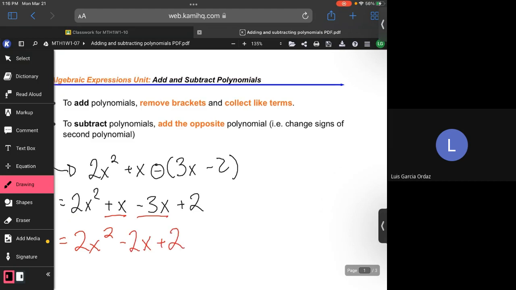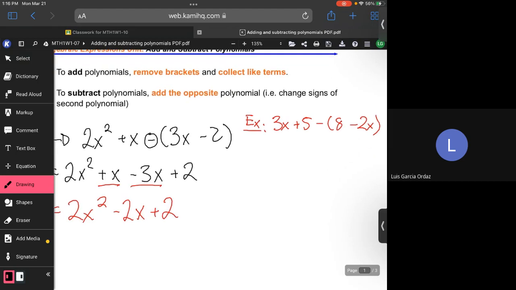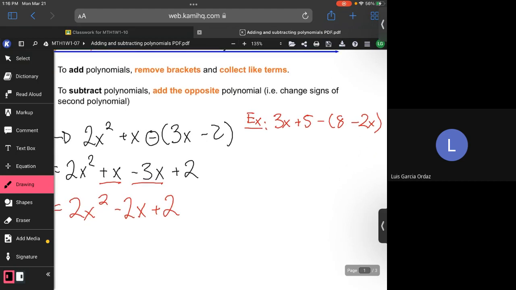Let's do a different one. Let's have 3x plus 5 minus (8 minus 2x). I want you guys to try that one on your own, the one in red. Remember, if there's a negative outside of the bracket, when you remove the brackets, everything on the inside changes its sign.